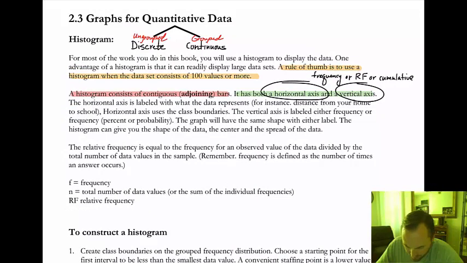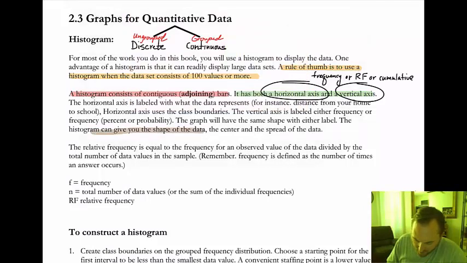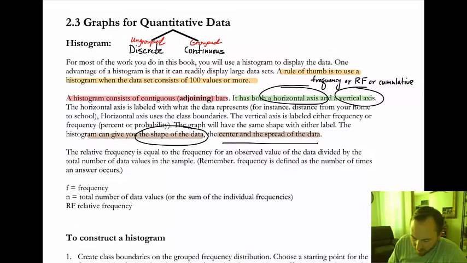Other things down here: a histogram gives you the shape of the distribution. That's important, so it's important to know what that is, and also the center and the spread of data. All those things can be seen from the histogram. So it's a lot better than looking at number sets, data sets; turn it into a picture. This is a very effective picture, telling a lot more of a story than what the data displays.